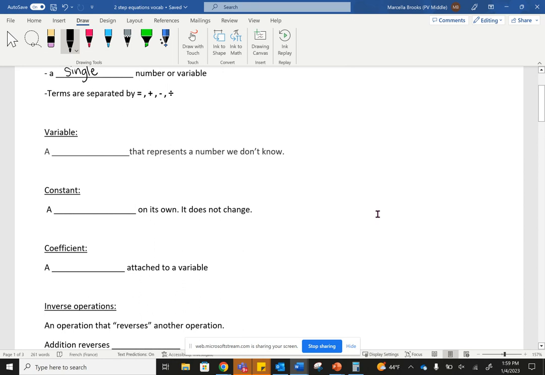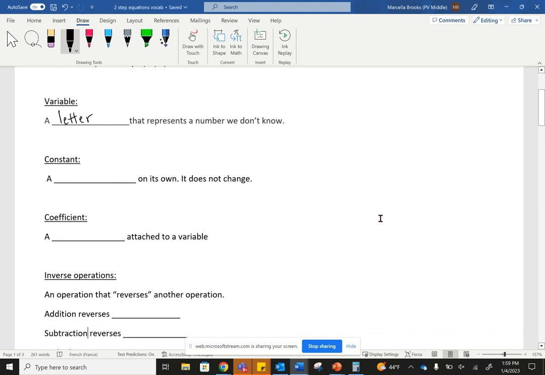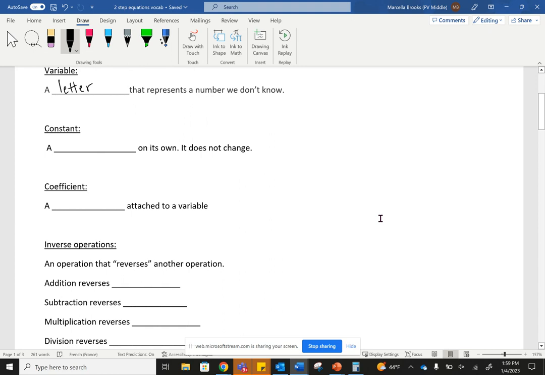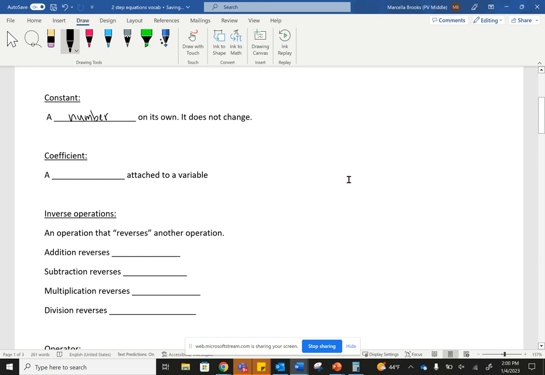Okay, sorry. Variable. A variable is a letter that represents a number we don't know. So it's often x or y, but it could be t or b or any letter you want. So a variable is a letter that represents a number we don't know. A constant is a number on its own. So it doesn't have any variables, and what makes it a constant is it does not change. A coefficient is a number attached to a variable. So if you see 4x, the 4 is the coefficient.